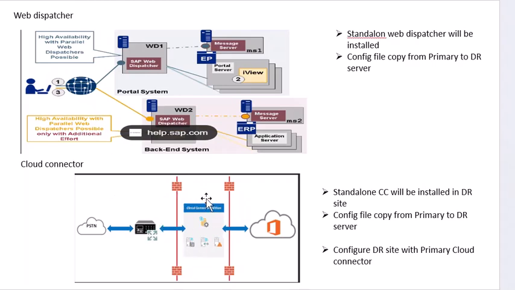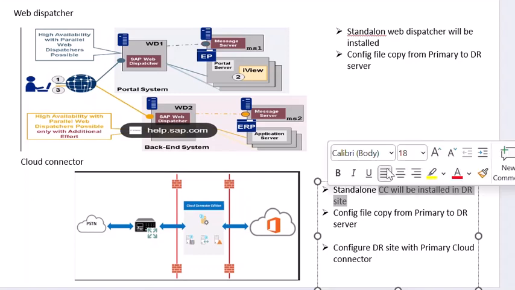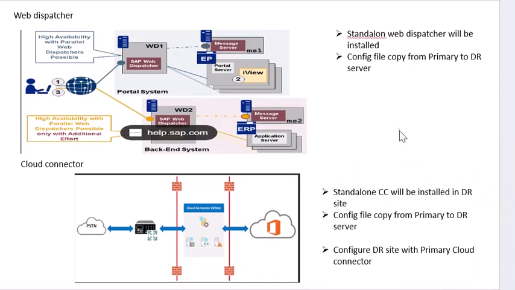So Cloud Connector also we are proposing here. Standalone Cloud Connector will be installed in a DR site. Config file copy from the primary to DR. So already on the primary side we have a Cloud Connector, so we are copying all the files to the DR site. Configure DR site with the primary Cloud Connector. So these are the things we are proposing.